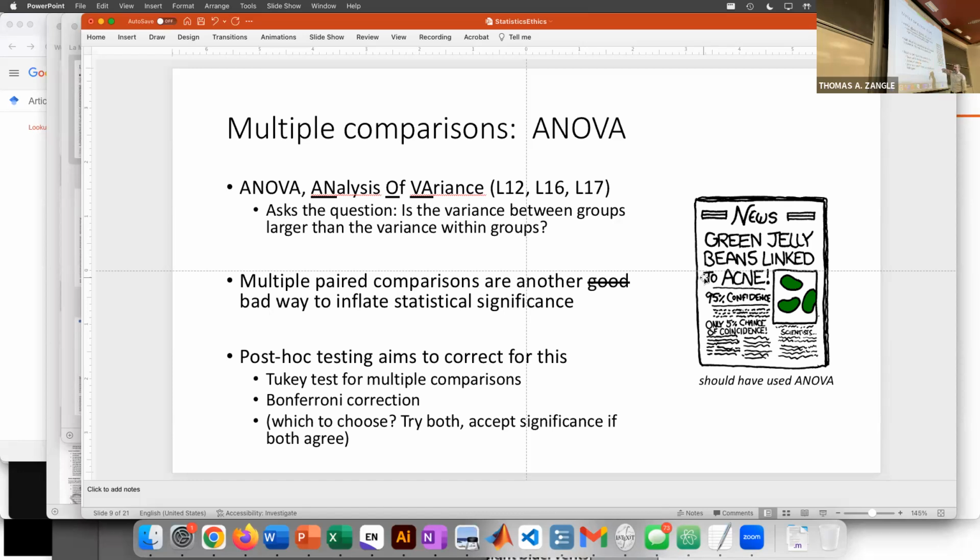The maybe most honest approach is to try both and only accept significance if they agree, if they both tell you that one group is actually significant. This is probably not done that often. Most likely people just choose one or the other.